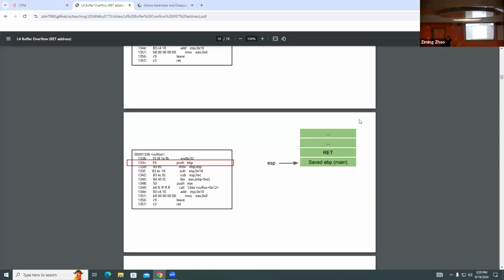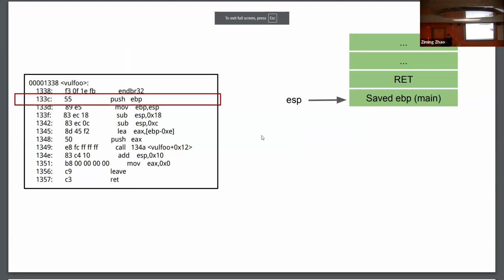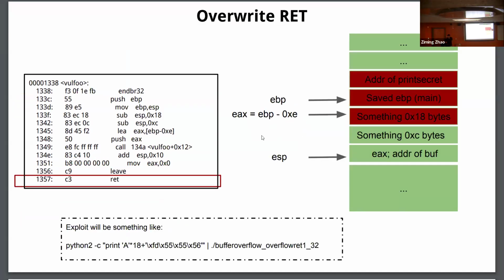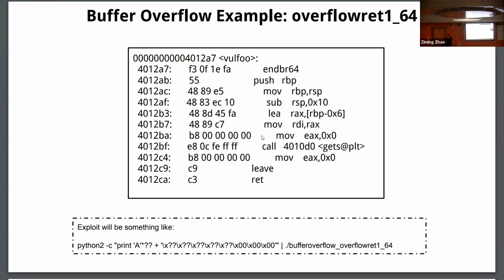Okay, so now you saw how we can return to a function. The 64-bit version of this is actually similar. This is the assembly of the 64-bit version. At the beginning, we still have the CFI feature, which we can ignore. Then we push, move RSP to RBP, subtract, and load the effective address.